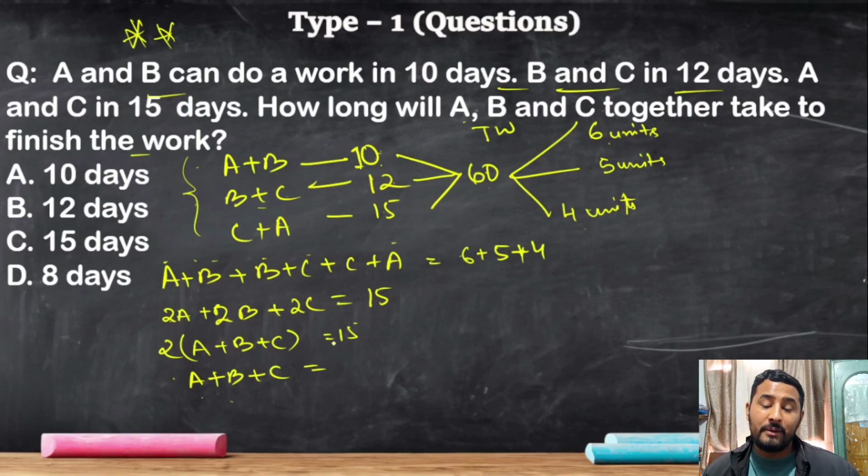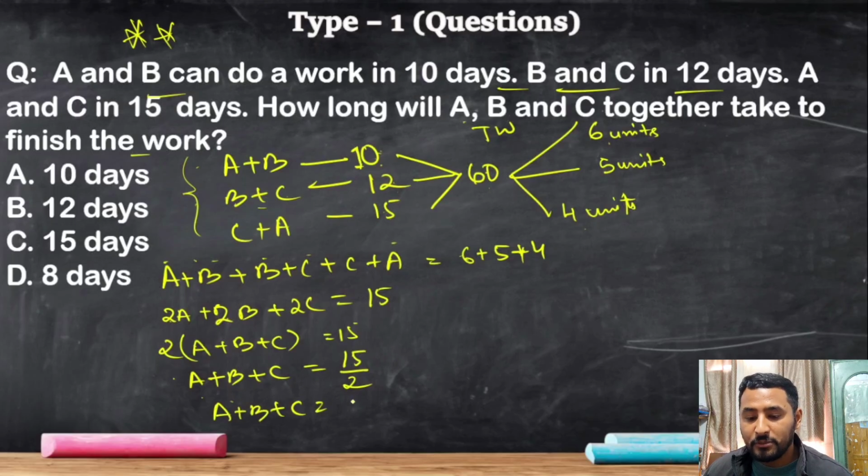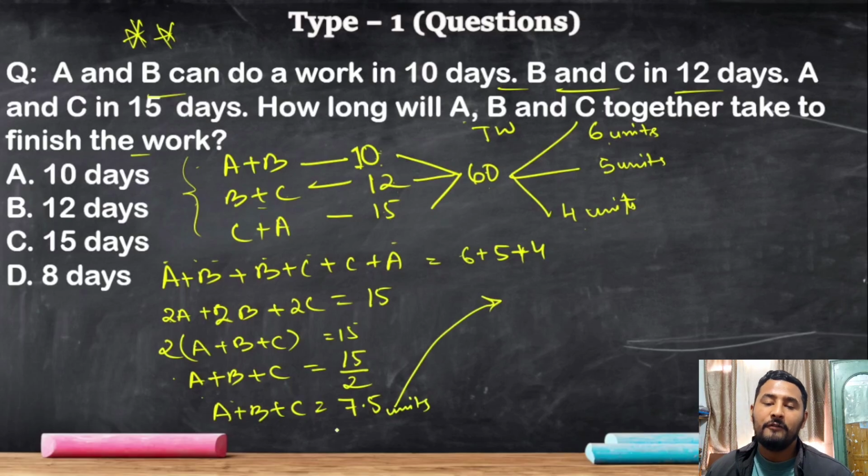If the 3 of them are working together, not just 2, 3 of them are working together. So this will be what? 15 by 2. This will be how much? A plus B plus C. If you divide 15 by 2, you should get 7.5. So this is the 7.5 units if 3 of them are working together in one day.